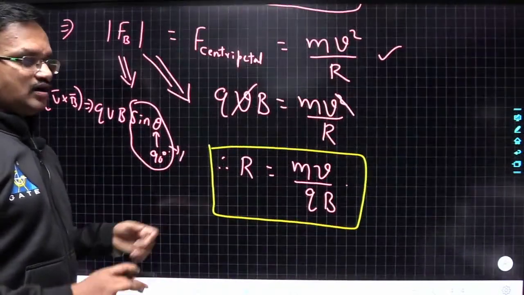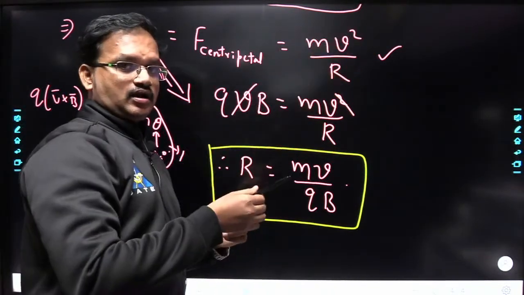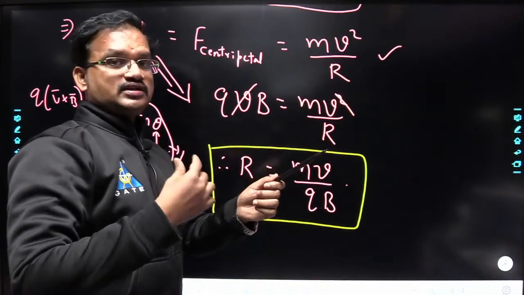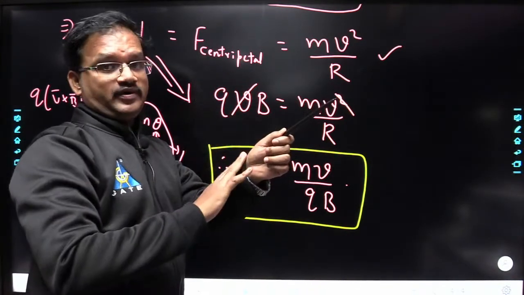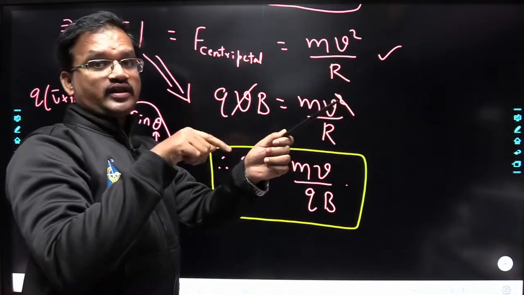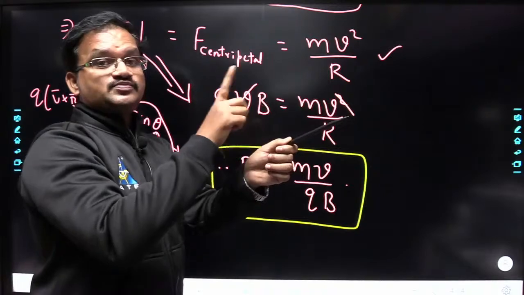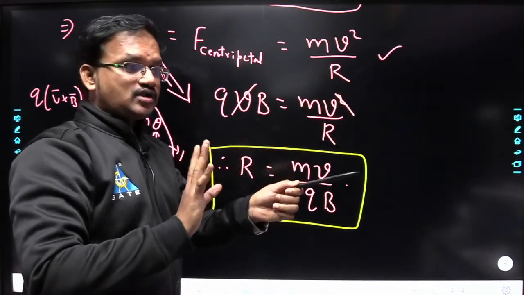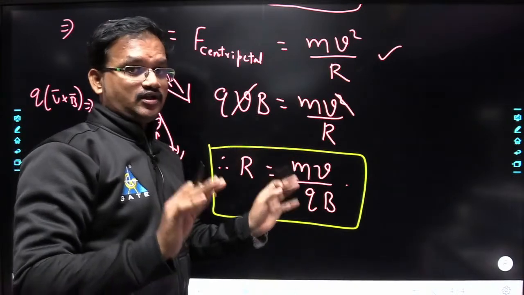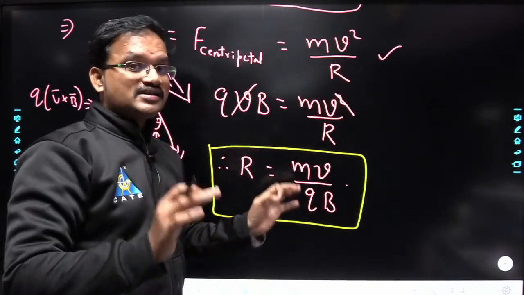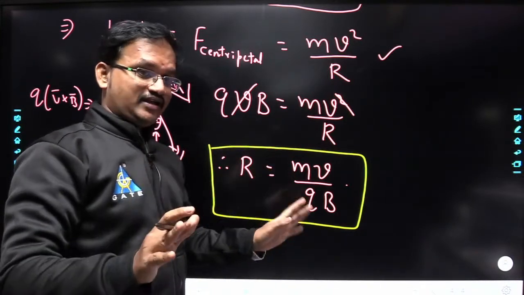So if you consider the b field somewhere here, then you also have to consider the velocity. The velocity must be perpendicular to the b field. Then it is going to trace a circular path in a plane that is perpendicular to the b field. So it is not going to trace a spherical path here. It is going to trace a circular path when theta is equal to 90 degrees.